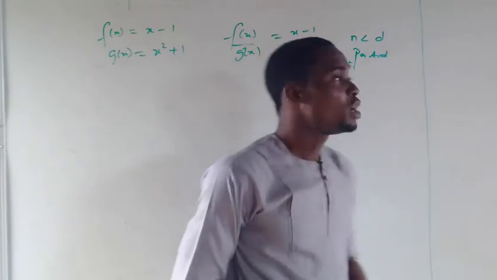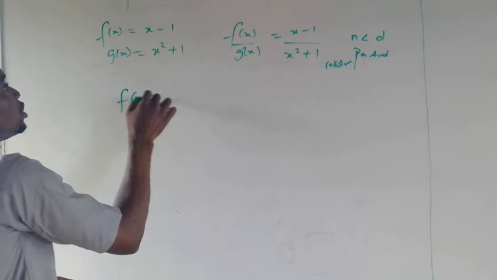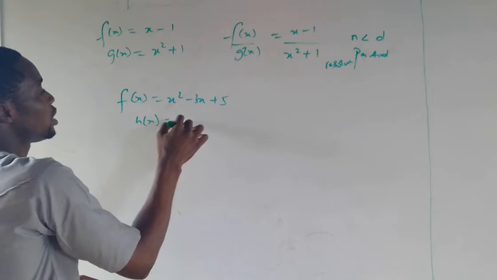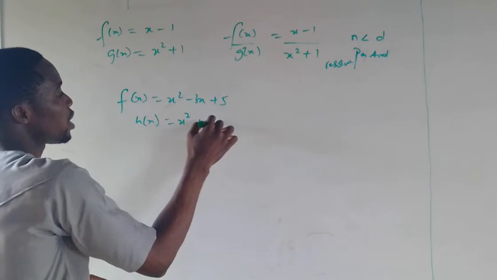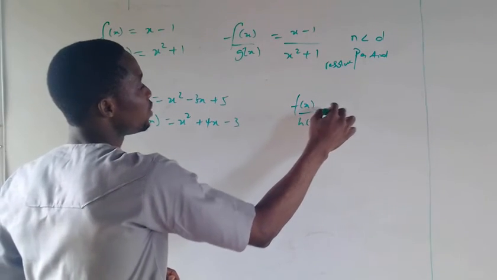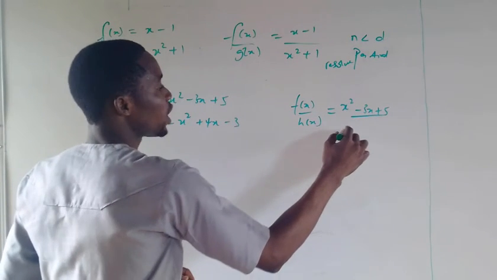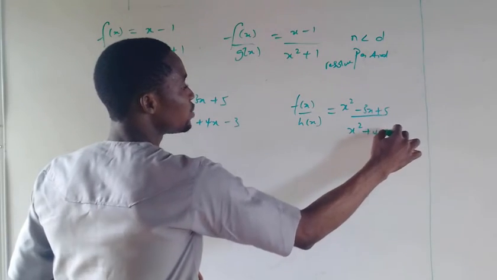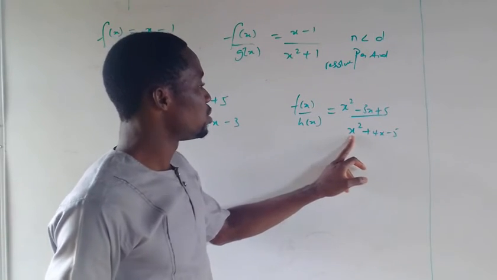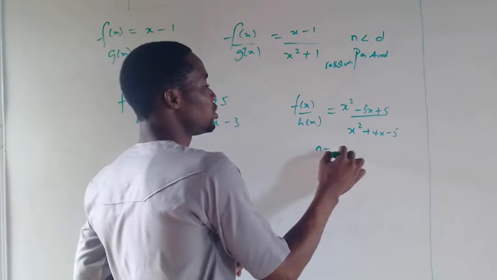Now for the second condition, when you notice that your numerator's power is equal, let's say I'm giving f of x to be x squared minus 3x plus 5, and let's say h of x to be x squared plus 4x minus 3. In this case, I've divided f of x by h of x. I have f of x equals x squared minus 3x plus 5 over x squared plus 4x minus 5. On noticing my numerator's power, I have that as 2, and the denominator's power is also 2, where they have the same power.